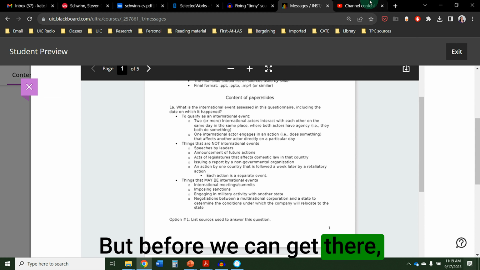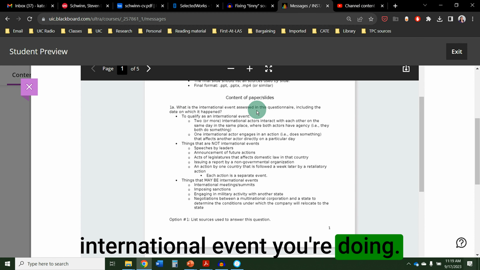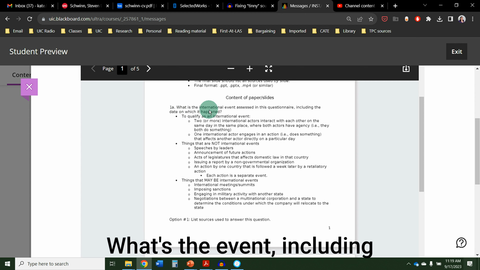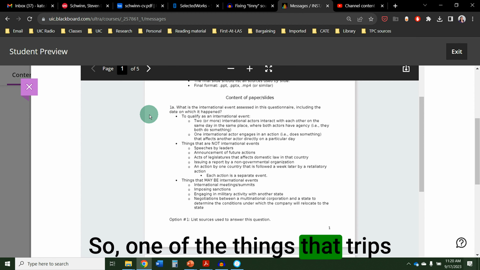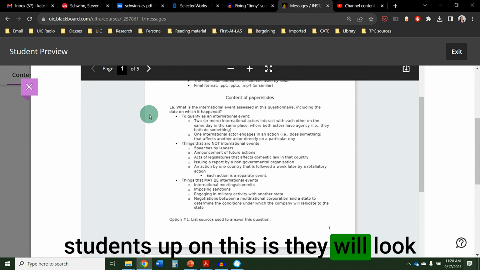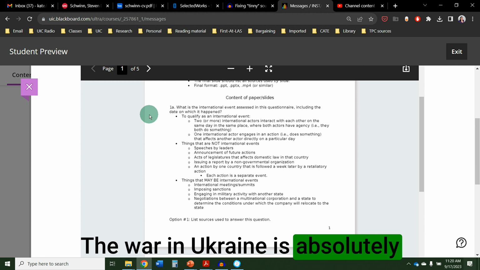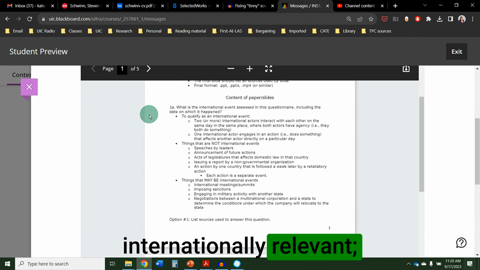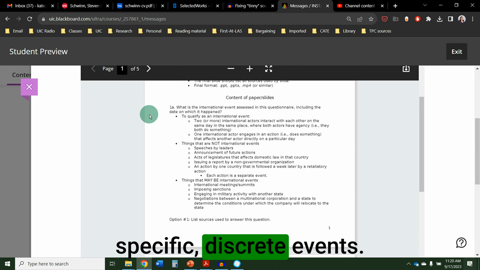But before we can get there, you have to tell me what international event you're doing. So 1A is really simple. What's the event, including when it happened? One of the things that trips students up on this is they will look at something like the war in Ukraine. The war in Ukraine is absolutely internationally relevant. However, we're looking for specific discrete events.